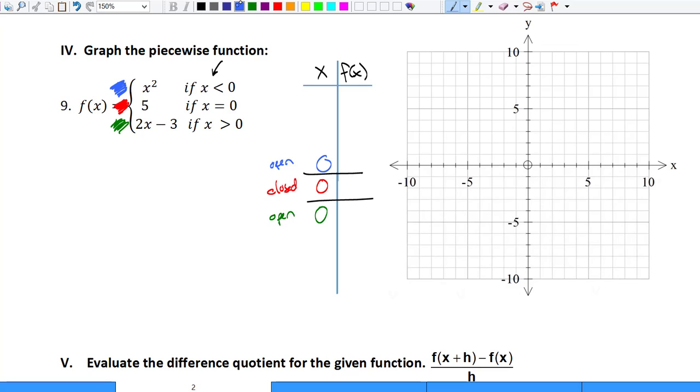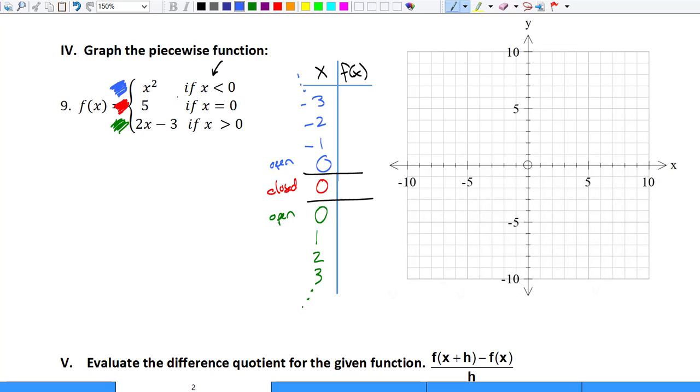So other blue values are x is less than 0, so that's -1, -2, -3. For the green values, we need x is greater than 0, so that's 1, 2, 3, and it keeps going, which means we have arrows. And then I'm going to plug them in. This right here to get the x's is the hardest part. The rest of the plugging in and the plotting isn't too bad. Picking what x's I'm allowed to use for blue, what x's I'm allowed to use for red, and what x's I'm allowed to use for green, I think is the hardest part.